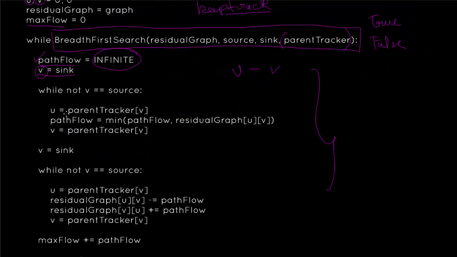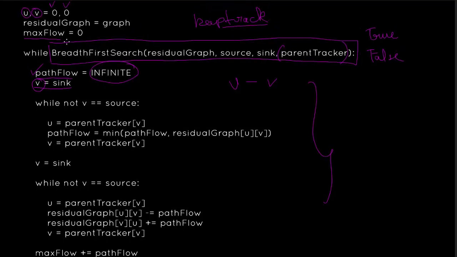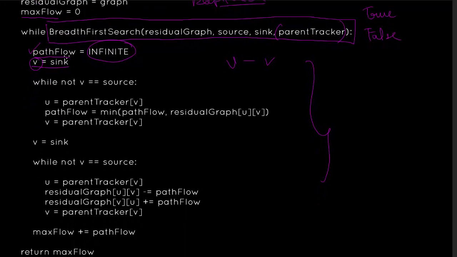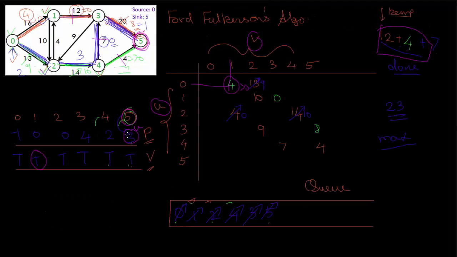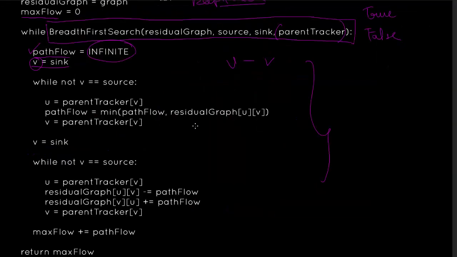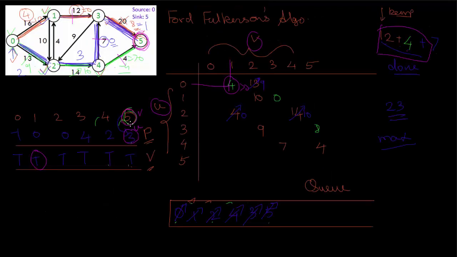So if this is u, then what is the max flow between the path flow and the residual graph? Now the path flow is equal to infinite, which is a very big number. The residual graph of uv, if you check for 5 and 3, this is u and this is v, 3 and 5 is 8, right? So now the minimum between infinite and 8 is going to be 8. That is the minimum. That's why you give that value to the path flow. And then you basically say that v equal to parent tracker of v, which means that parent tracker of 5, which is 3, is equal to 3.